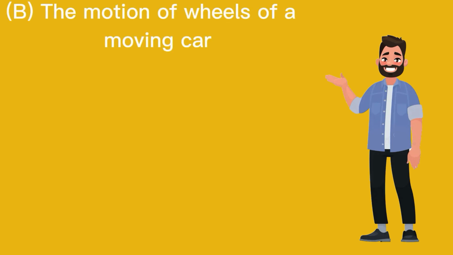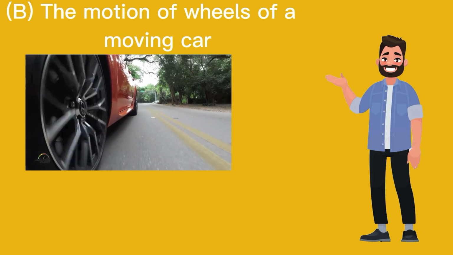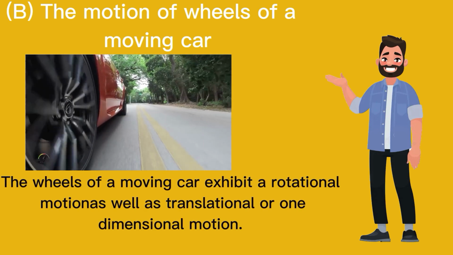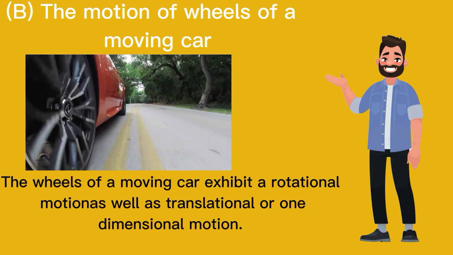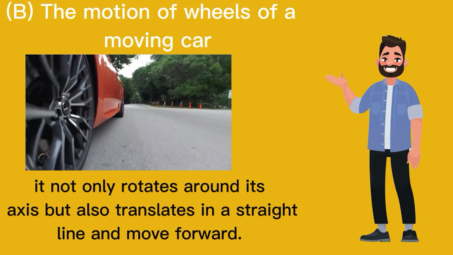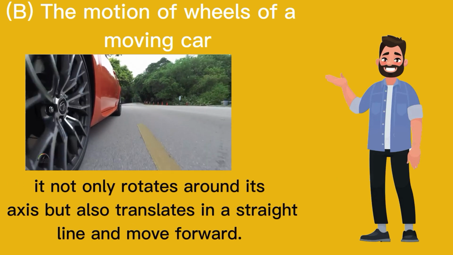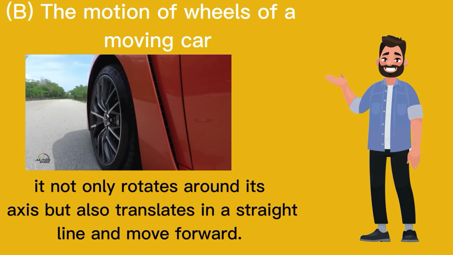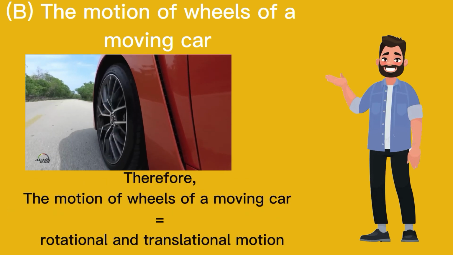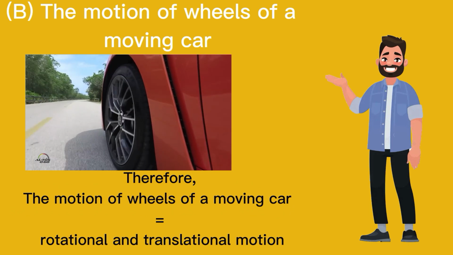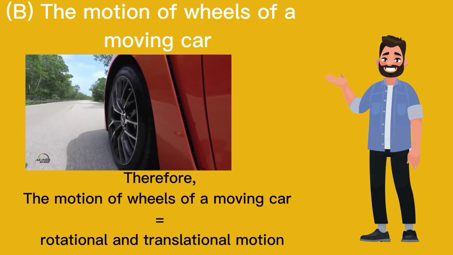And letter B says the motion of wheels of a moving car. Therefore, the wheels of a moving car exhibit rotational motion as well as translational or one-dimensional motion. It not only rotates around its axis, but also translates in a straight line and moves forward. Therefore, the motion of wheels of a moving car is rotational and translational motion.